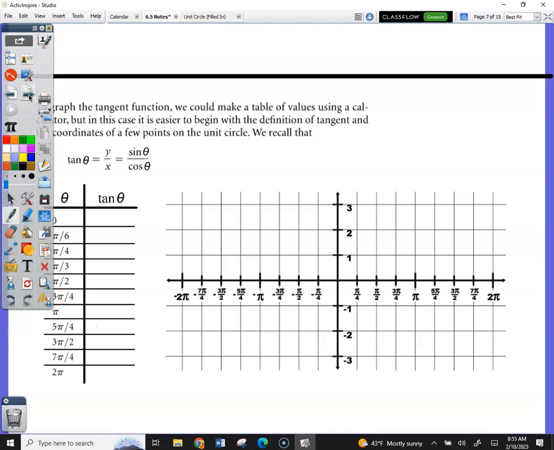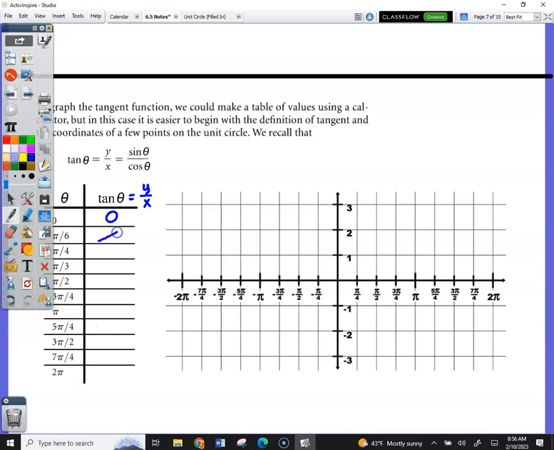Think of your quadrantal angles, right? So you've got 0, pi over 2, pi, 3 pi over 2, 2 pi. Think of those numbers. We're doing y over x. At 0 on the unit circle, what would I be dividing? 0 over 1, which is 0.